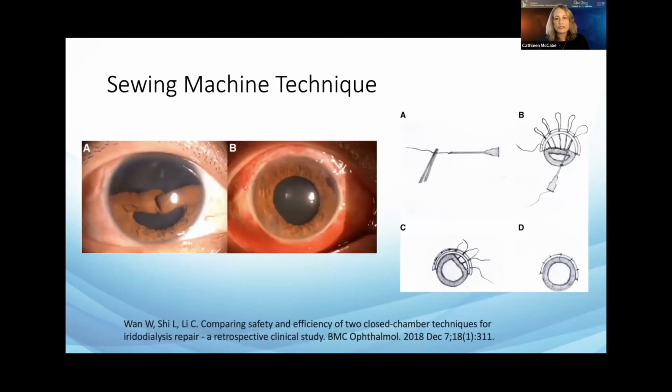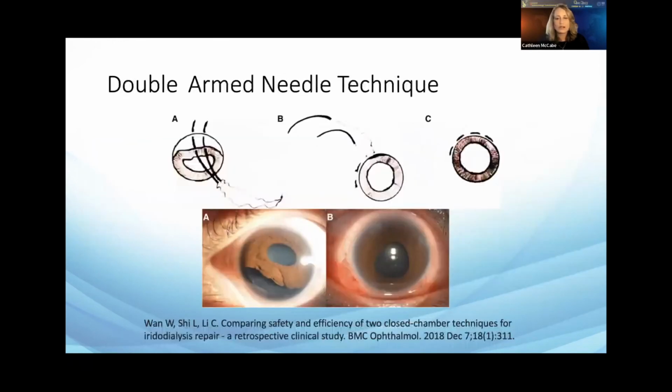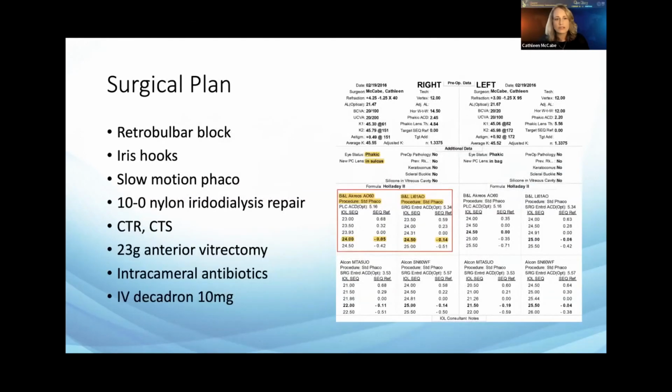The sewing machine technique, just really quickly, you preload the needle with the suture, and then you can go in and out of the iris, pulling that suture loop as you externalize it. It just allows you to do it without having to redock suture or needles, versus the double-arm needle technique where you do have to dock each needle of the one piece of suture. And that's actually the technique that I'll use for this case.